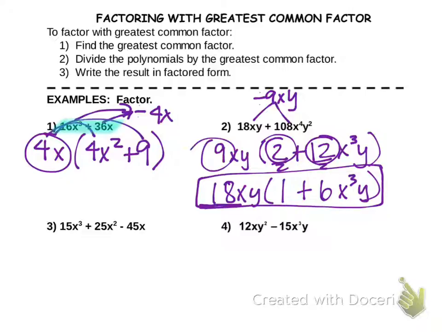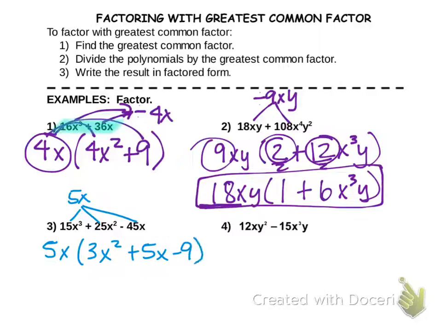Let's look at this one here. This will probably be the most common way that you'll factor by greatest common factor, but there may be some other ways of doing that too. The greatest common factor here looks like it's going to be 5, and then the lowest exponent is going to be 1 there. So 5x. I'm going to divide each one of these by 5x. That's my greatest common factor. So I'm left with 3x squared plus 5x minus 9.